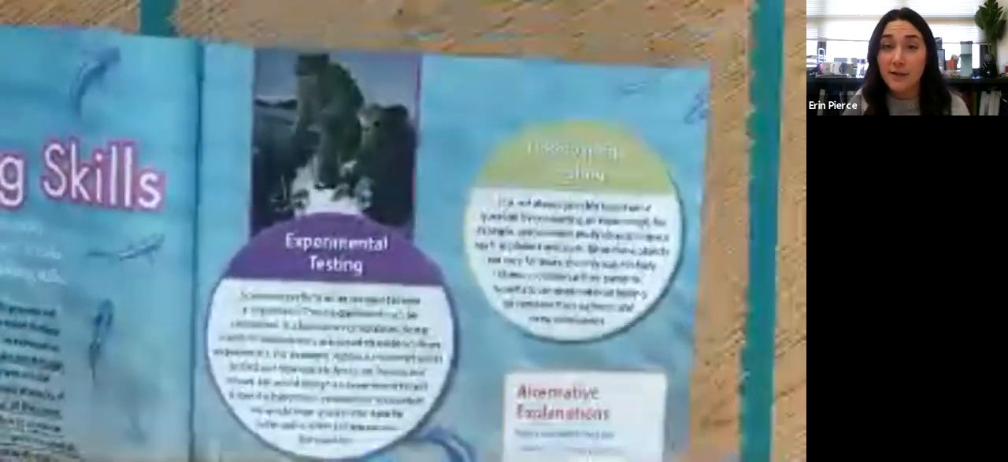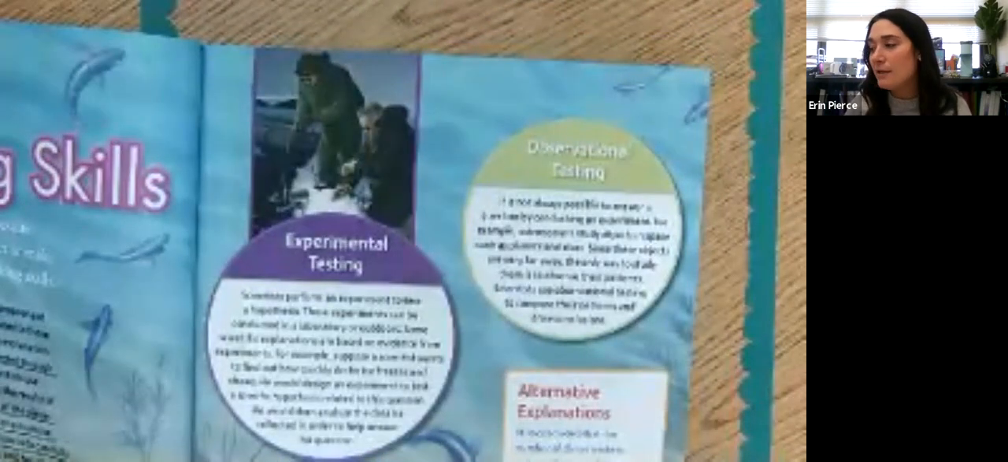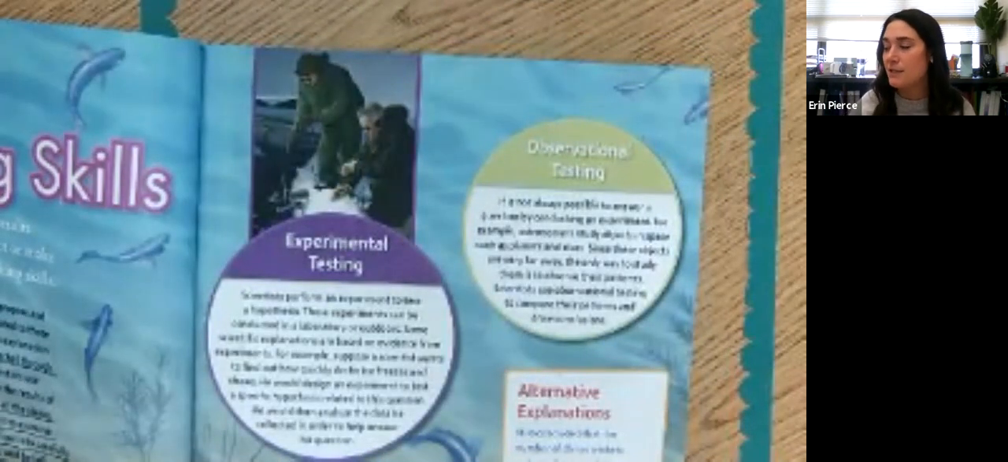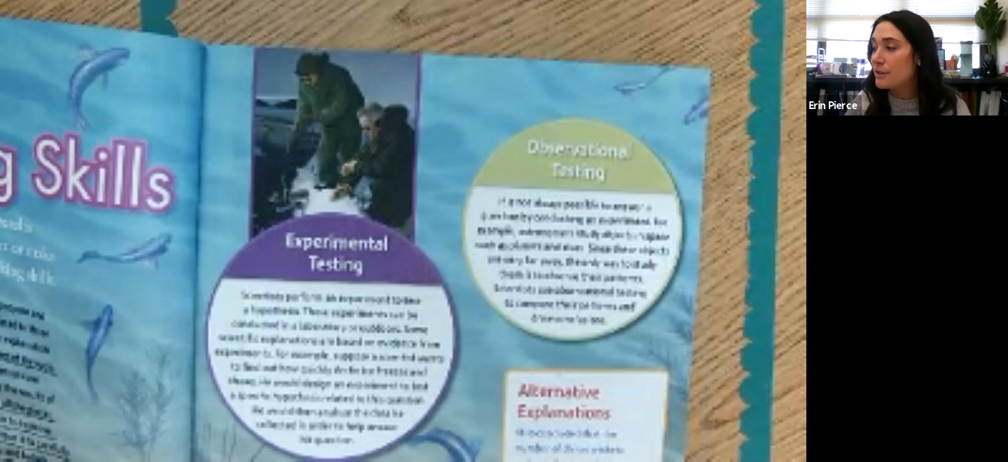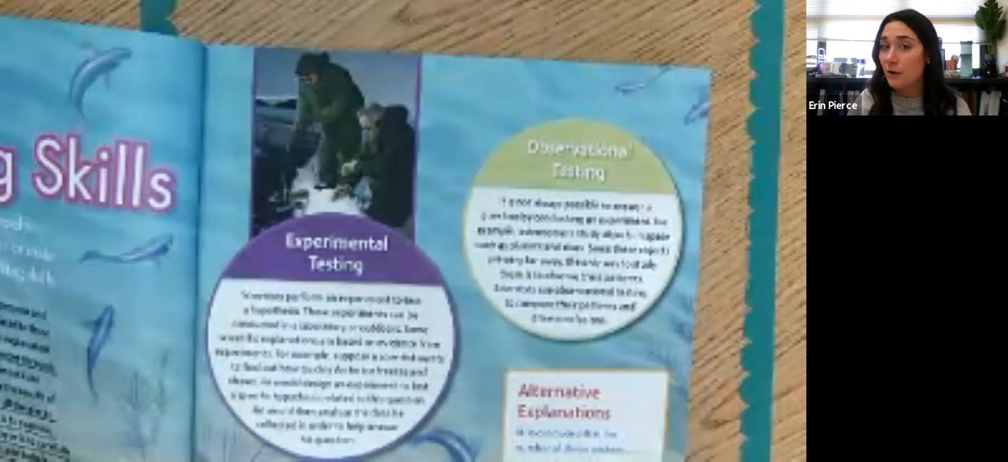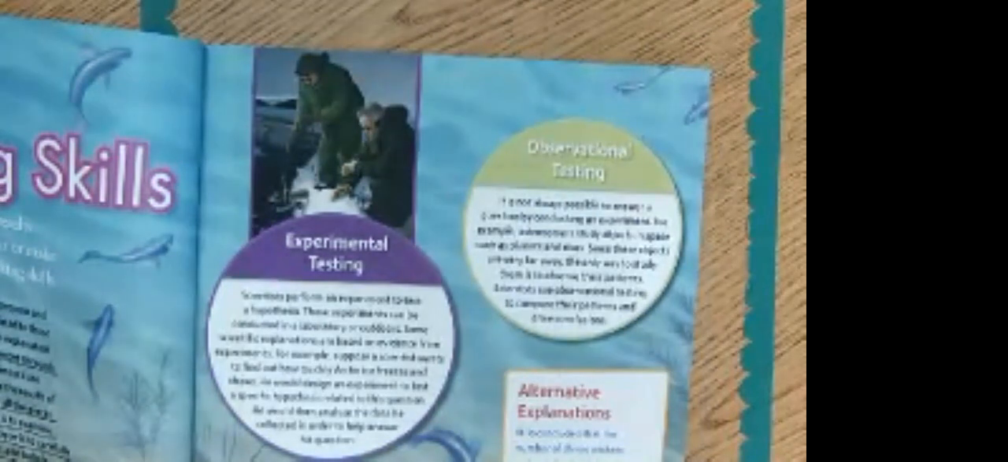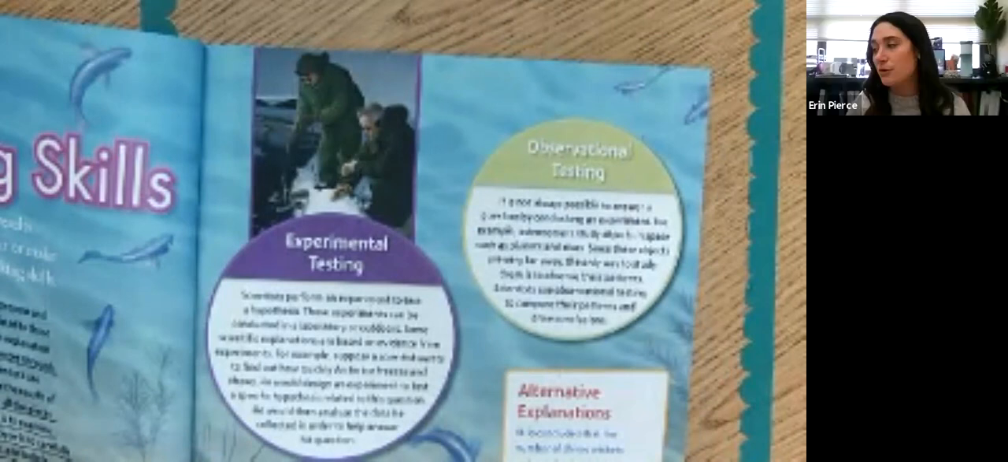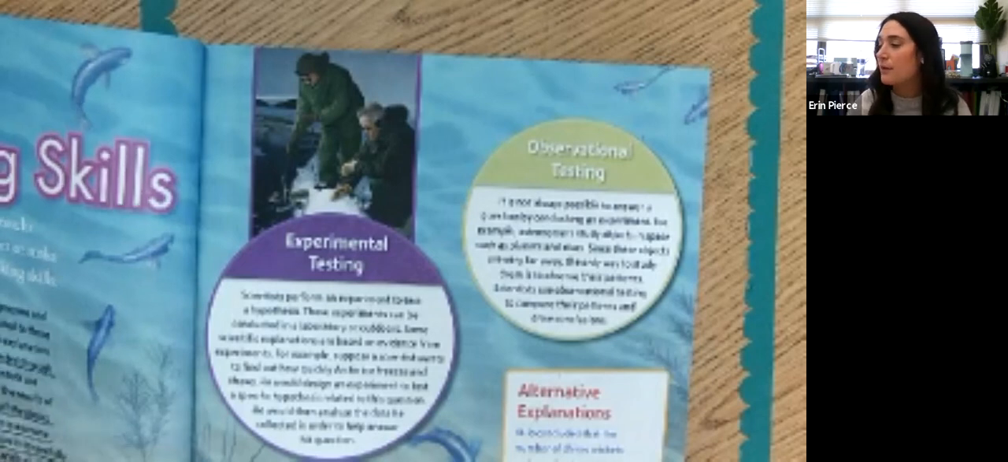Last circle, observational testing. It is not always possible to answer a question by conducting an experiment. For example, astronomers study objects in space, such as planets and stars. Since these objects are very far away, the only way to study them is to observe their patterns. Scientists use observational testing to compare their patterns and draw conclusions.